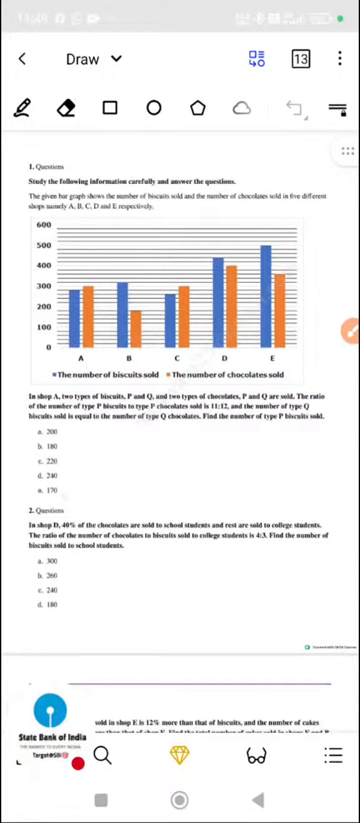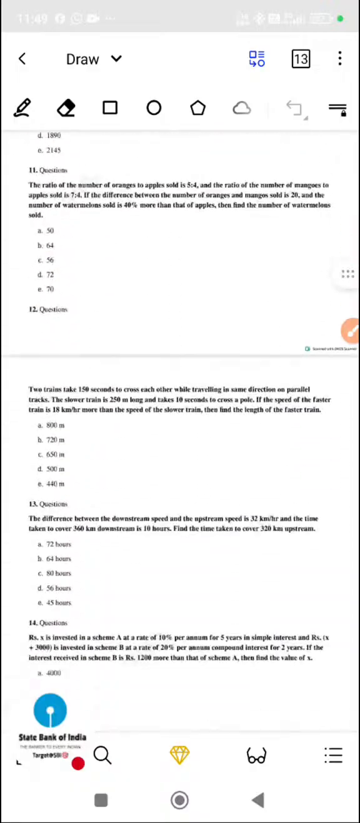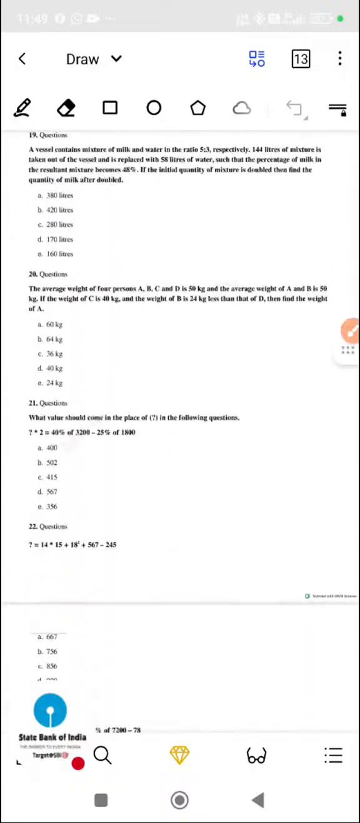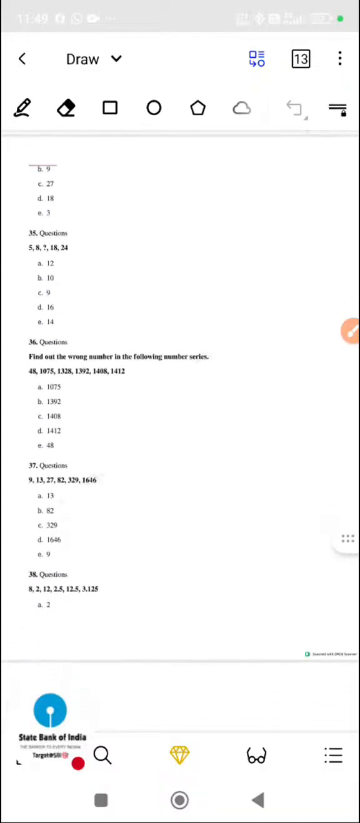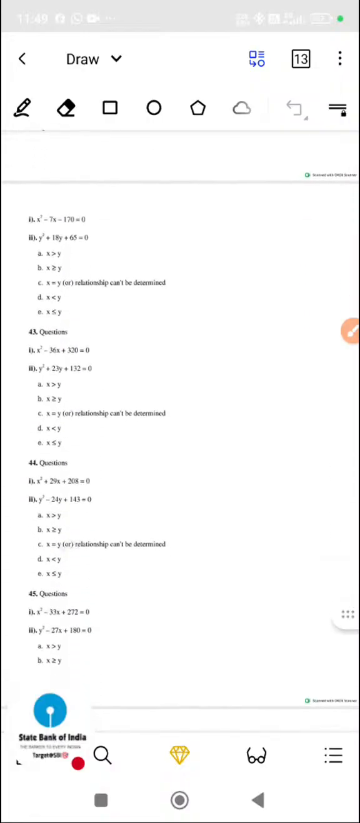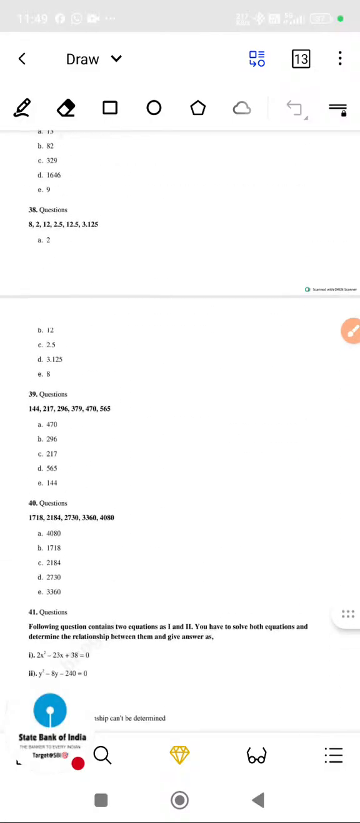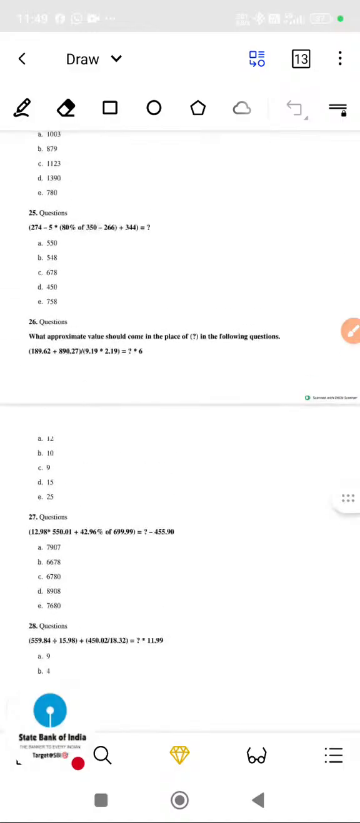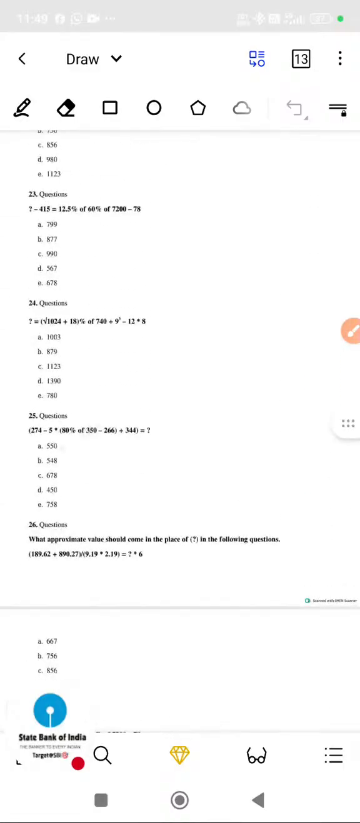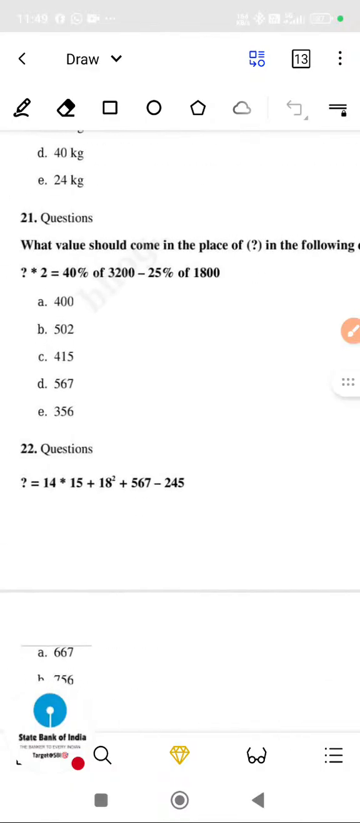Now we are going to see this total PDF for quant. This is for the quantitative aptitude quant session. In this we see data interpretation, simplifications, approximations, quadratic equations. First we are going to solve the simplifications. Here comes the simplifications. Okay, here is the first simplification question.